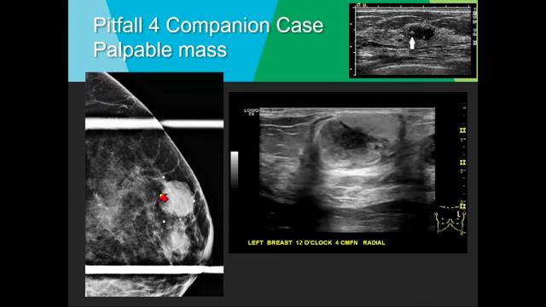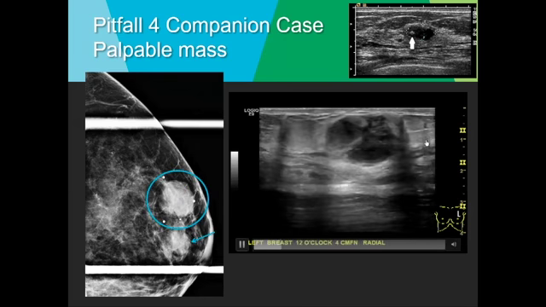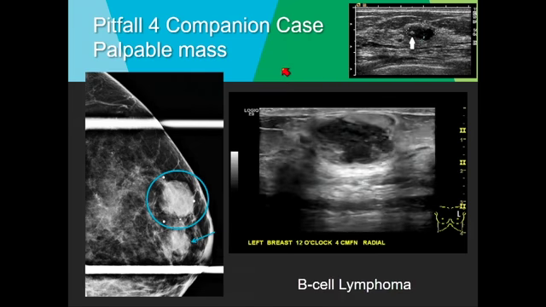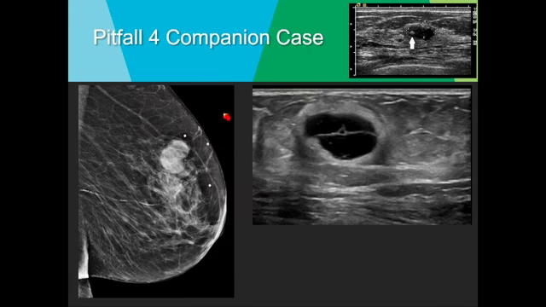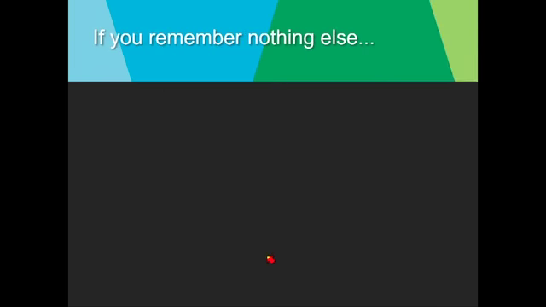Here's the mammogram showing this is a very dense mass. It is palpable. There's actually a second mass here. You can just see on the edge of the clip here. And this turned out to be a B-cell lymphoma. And I think this is the last companion case of the series here. I just put this in here because I think it looks almost identical to the case I just showed. Very dense mammographic mass. This woman presented with a bruising history of trauma, and this looks like a typical hematoma. There was no internal vascularity, and this completely resolved on follow-up. So we did not biopsy this, we just had her come back.